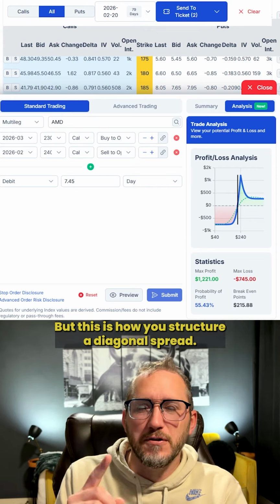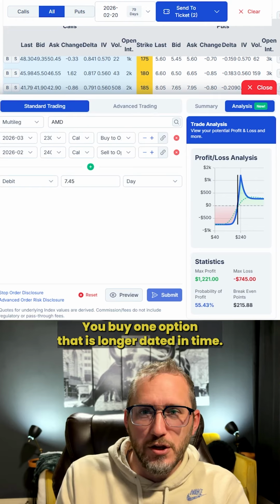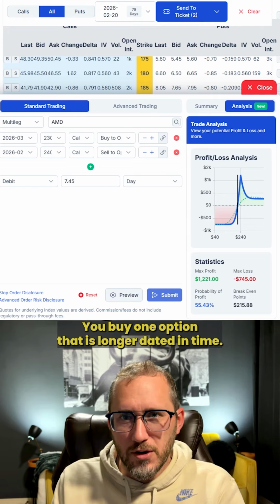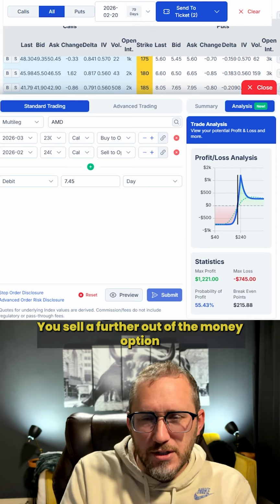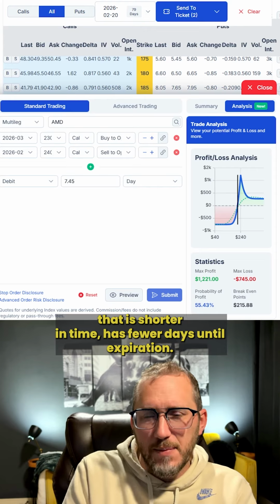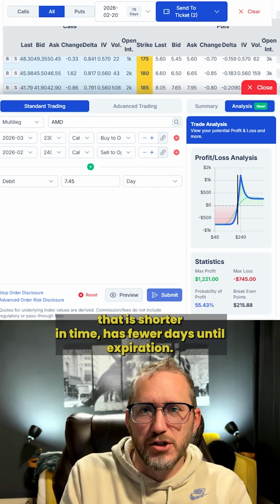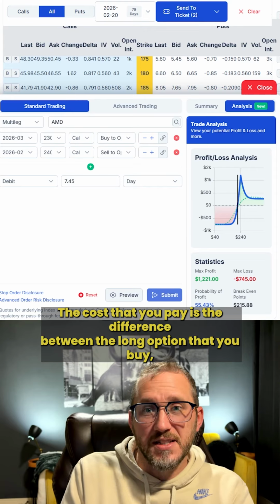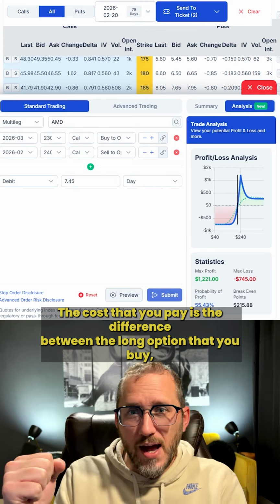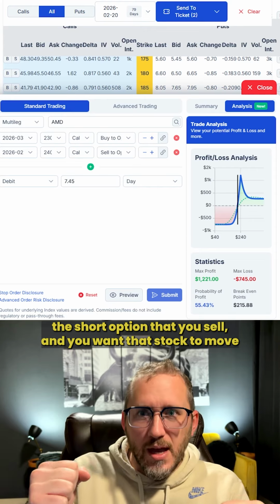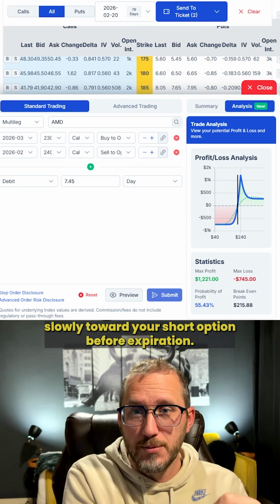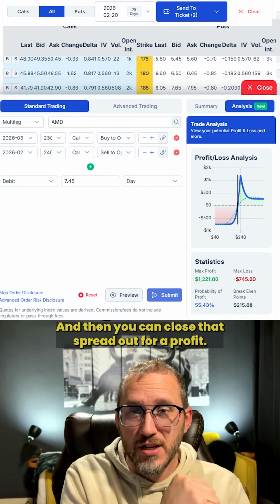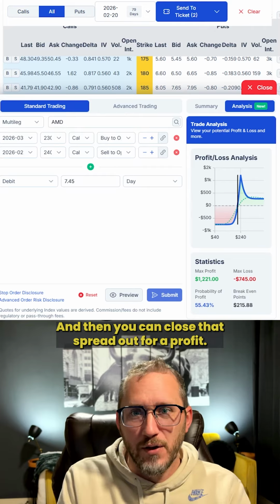But this is how you structure a diagonal spread. You buy one option that is longer dated in time, you sell a further out of the money option that is shorter in time, has fewer days until expiration. The cost that you pay is the difference between the long option that you buy and the short option that you sell, and you want that stock to move slowly toward your short option before expiration, and then you can close that spread out for a profit.